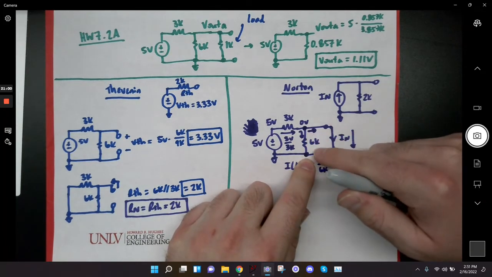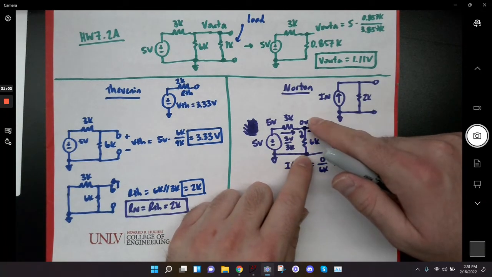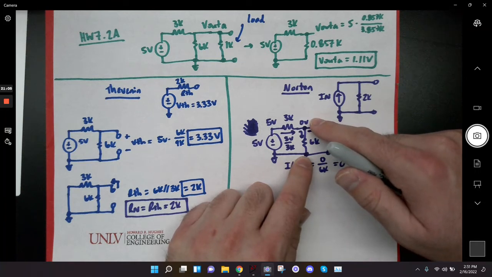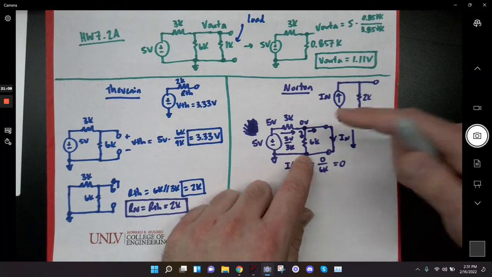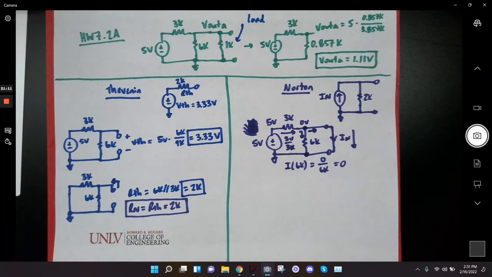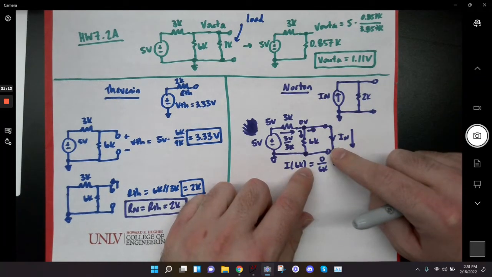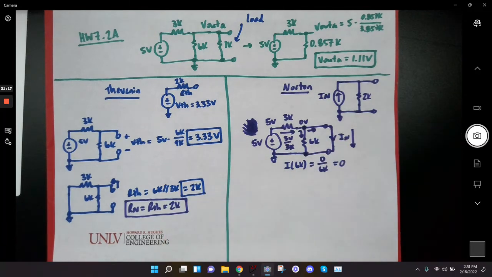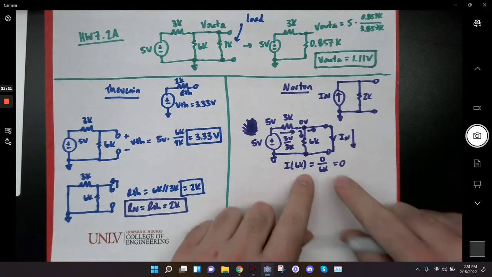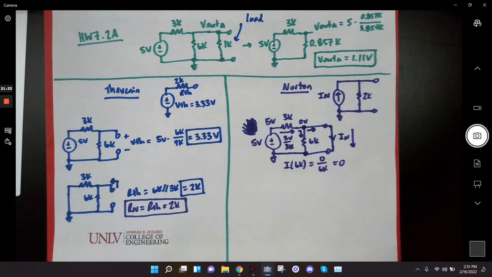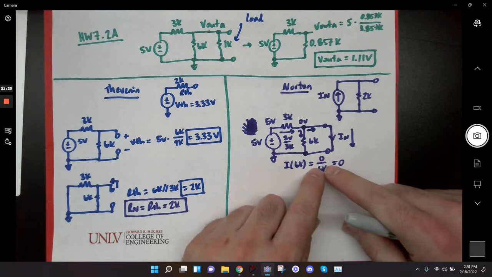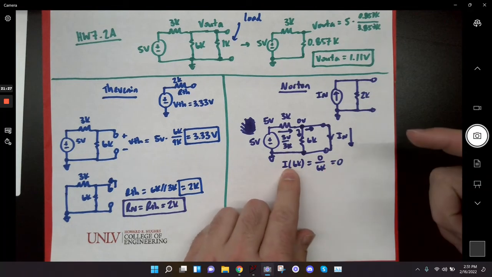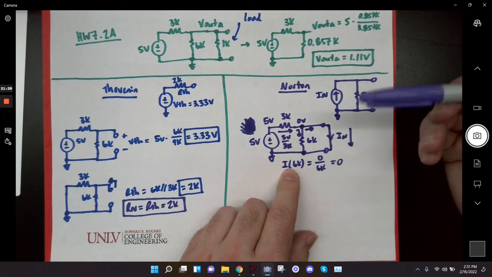And the reason there's no current flowing through the 6K is because the voltage on both sides is the same. So current wants to take the path of least resistance. There's no resistance in this path at all. So all of the current wants to flow through here. That's one way that you can think about it. Another way that you can think about it is mathematically, I is equal to V over R. V is 0. So then I has to be 0. The current flowing through the 6K has to be 0.